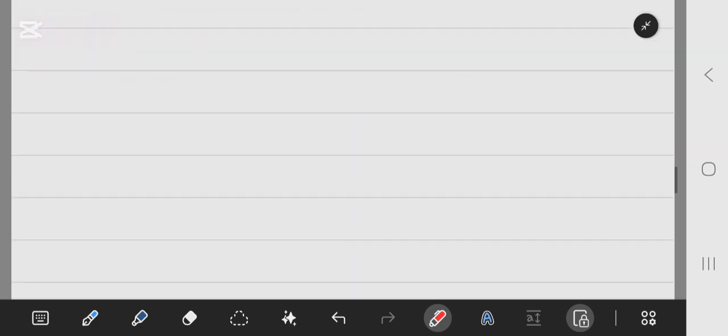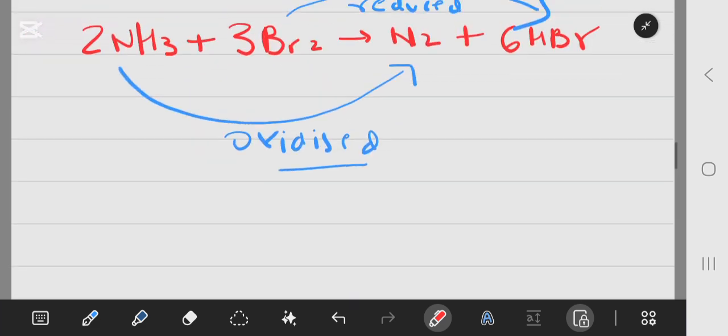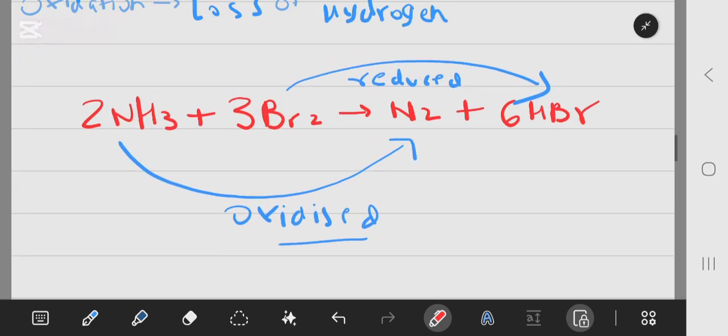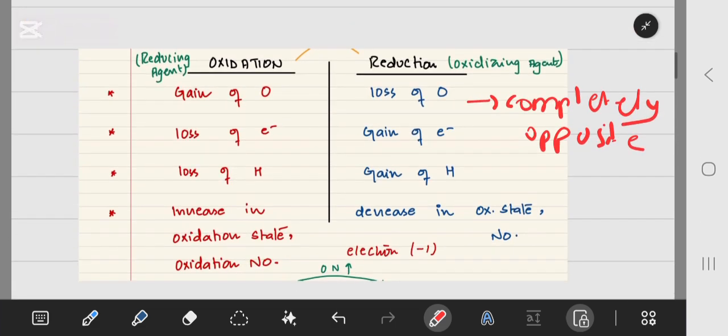So that's for today, everyone. We have done altogether 3 examples, and there's a lot more to come tomorrow. Tomorrow we are going to be discussing the loss of electron and the increase in oxidation state and oxidation numbers.